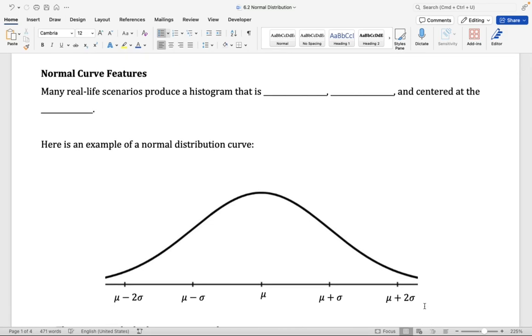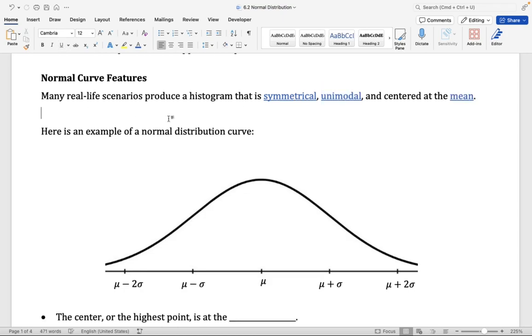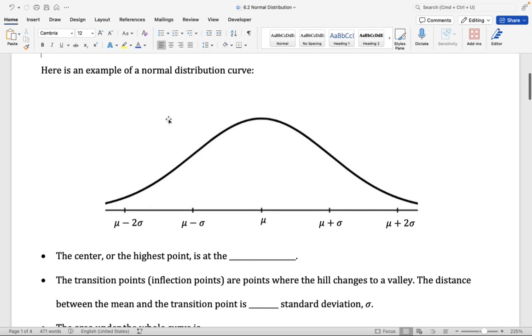Many real-life scenarios produce a histogram that is symmetrical, unimodal, and centered at the mean. Here, we're talking about a histogram that has a symmetrical shape, also known as a bell shape. A unimodal histogram has one single prominent peak. And we're saying that this histogram is centered at the mean, meaning the peak that we see on the histogram is at the mean. That is what we're seeing with the normal distribution curve that we have here below.